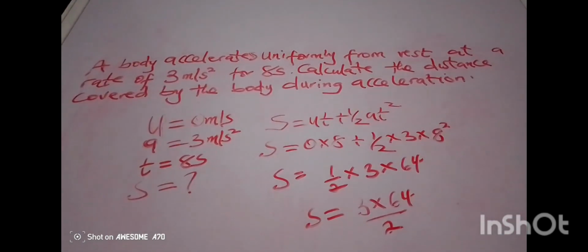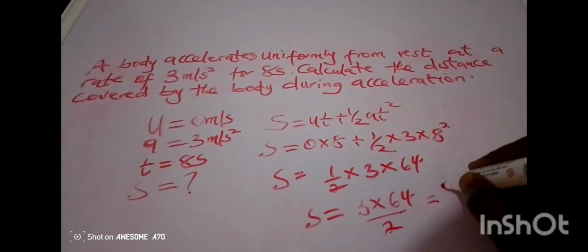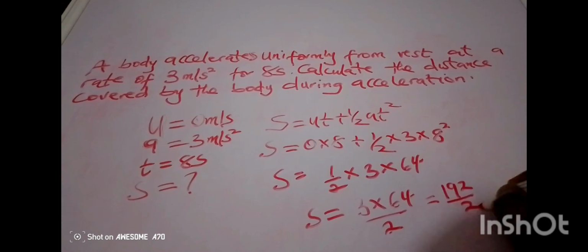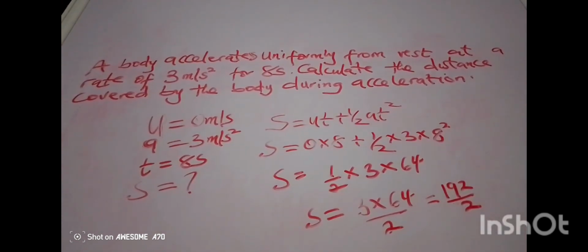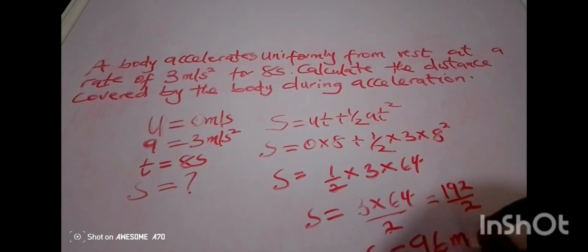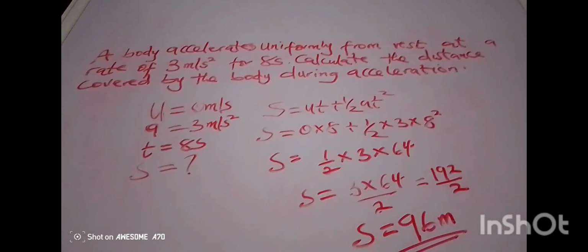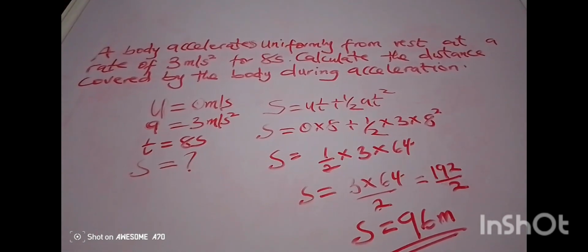Alright, let's quickly press the calculator now. 3 multiplied by 64 will give me 192. Then 192 divided by 2, then I'm going to have 96. So our s equals 96 meter. Always put the unit to the answer. So that's how you get the final answer. Our s is 96 meter. So let's go to example 4 now.